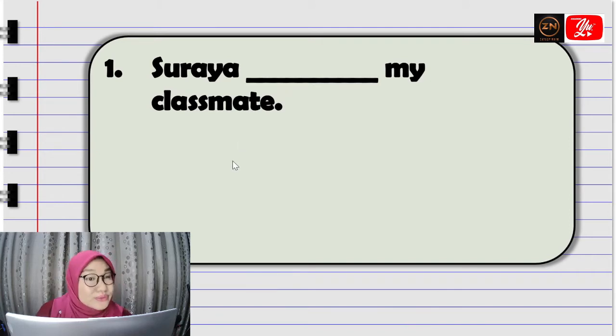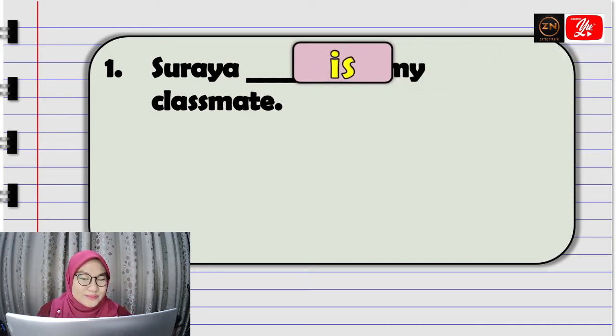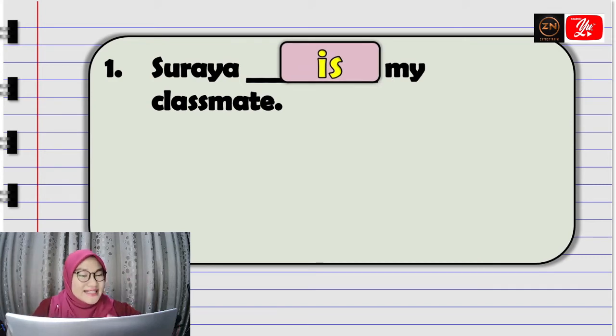Number 1, Suraya blank my classmate. What do you think is the verb to be that we have to use here? You guys know? Let's see. If you say "is", then you are right. Why? Because Suraya over here is only one person. So that is why we use the singular verb to be here, which is "is".